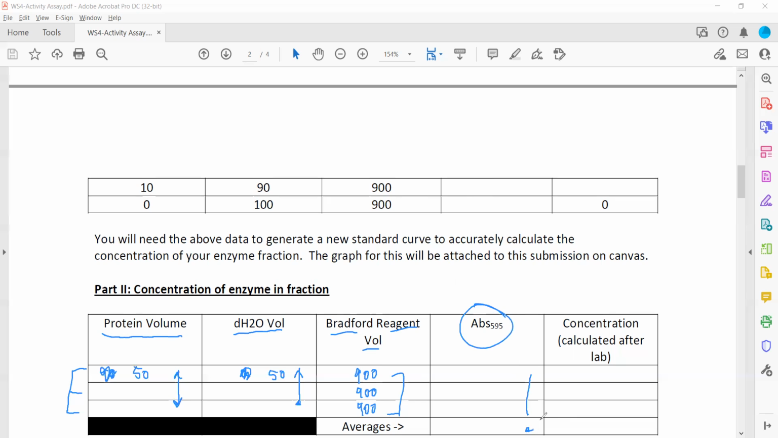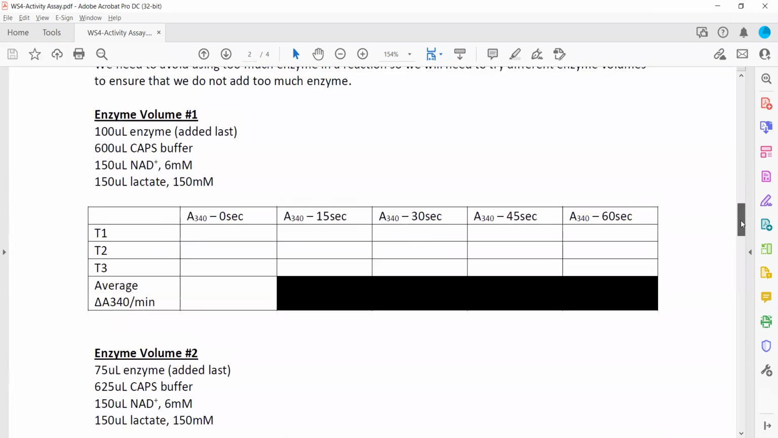You'll calculate an average of those. Then, whenever you've produced your graph, you'll be able to plug that absorbance at 595 in and calculate the concentration, therefore calculate the average concentration of those samples. You would expect the average concentration to be, well, the same. You would also expect the absorbance at 595 amongst all of those samples to be the same.